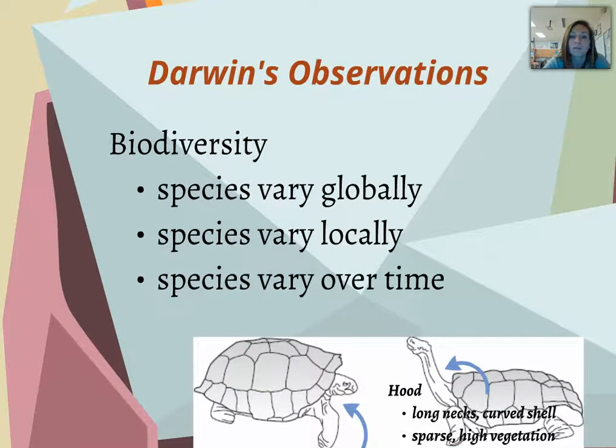Basically, he just noticed in all of his travels and journeys that the diversity of all the organisms that we have was very great. So the variations of organisms on our planet were high, and we call that biodiversity. And species could vary globally, they can vary locally, and they can vary over time.